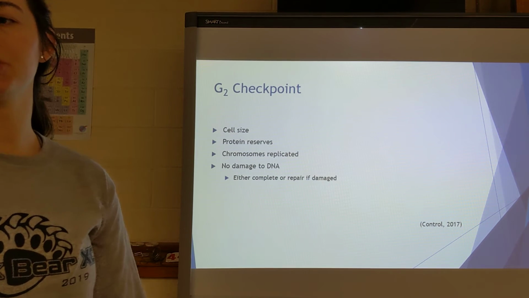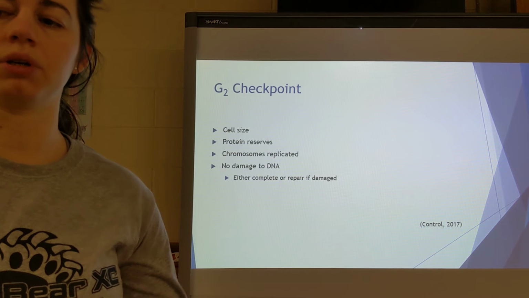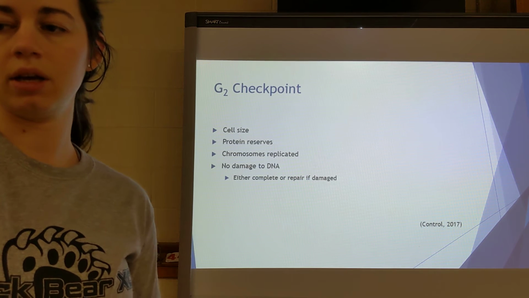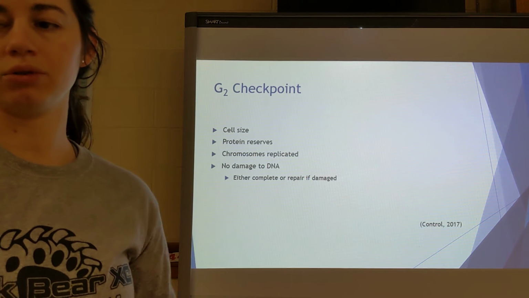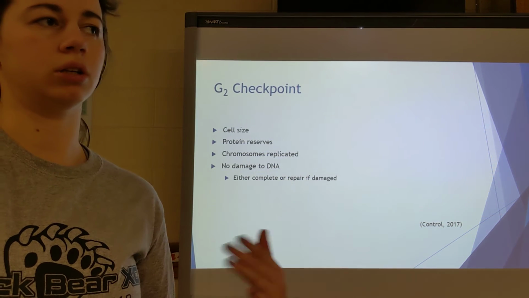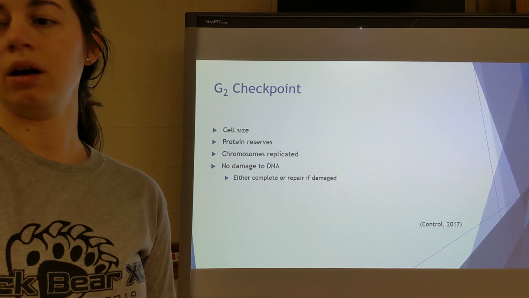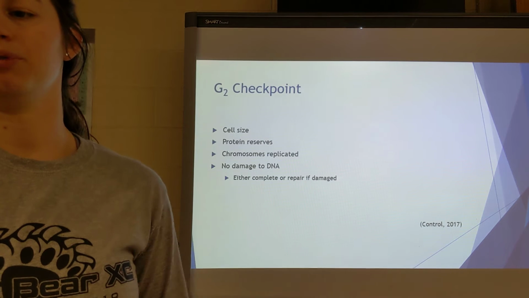Very similar to the G1 checkpoint is the G2 checkpoint, where the criteria has to be met before the cell can go on to the next phase. The G2 checkpoint includes things like meeting size requirements and making sure there's enough protein in reserve to make sure that the cell can finish out the process. If these criteria are met, then it moves on to the metaphase.